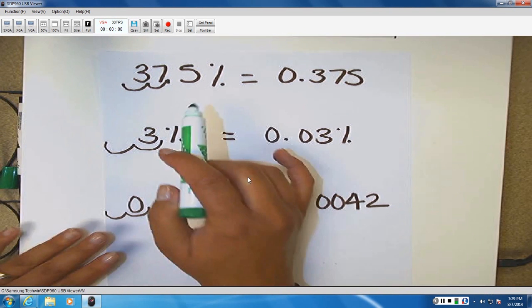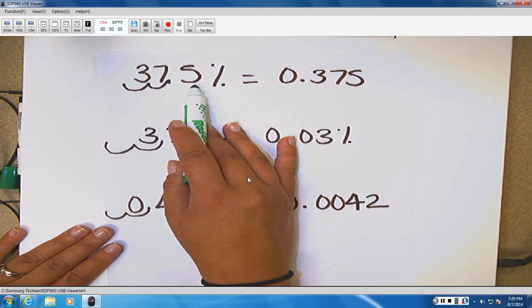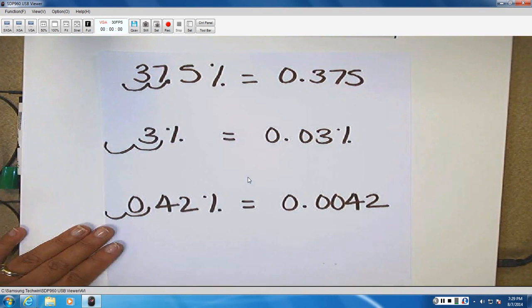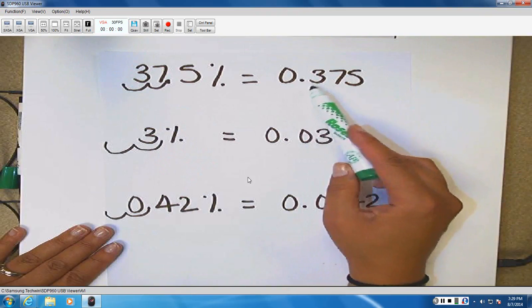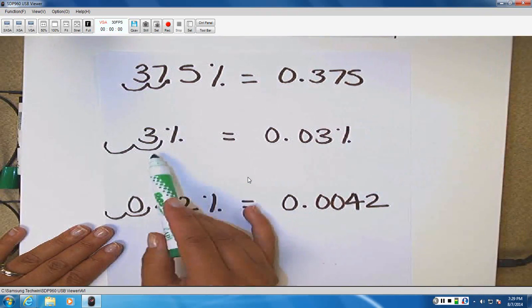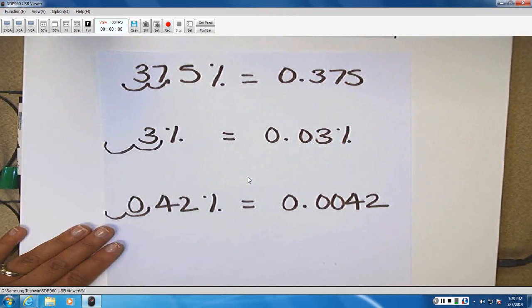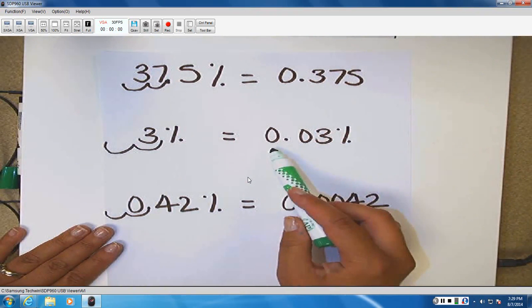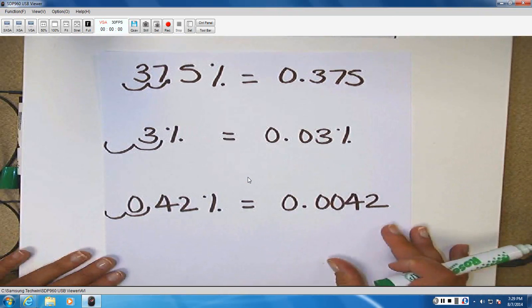So I've done that here. The first one we had 37.5%. What I did was moved my decimal point 2 places to the left and I ended up with 0.375. The next one I had simply 3%. I moved my decimal point 2 places to the left and ended up with 0.03.